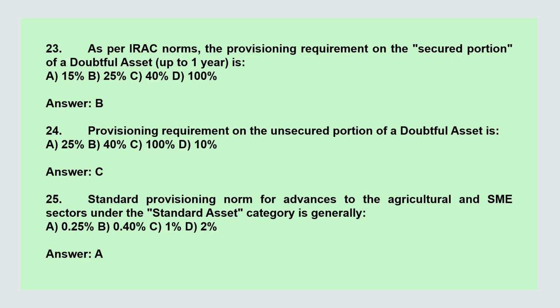As per IRAC norms, the provisioning requirement on the secured portions of a doubtful asset up to 1 year is. Answer B. 25%. Provisioning requirement on the unsecured portions of doubtful asset is. Answer C. 100%. Standard provisioning norm for advances to the agriculture and SME sectors under the standard assets category is generally. Option A. 0.25%.